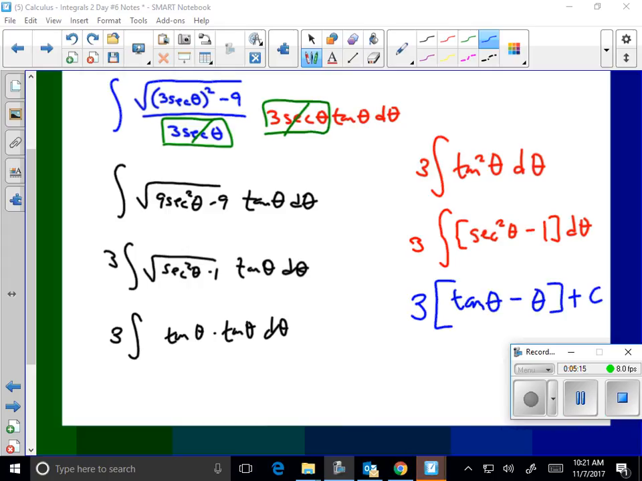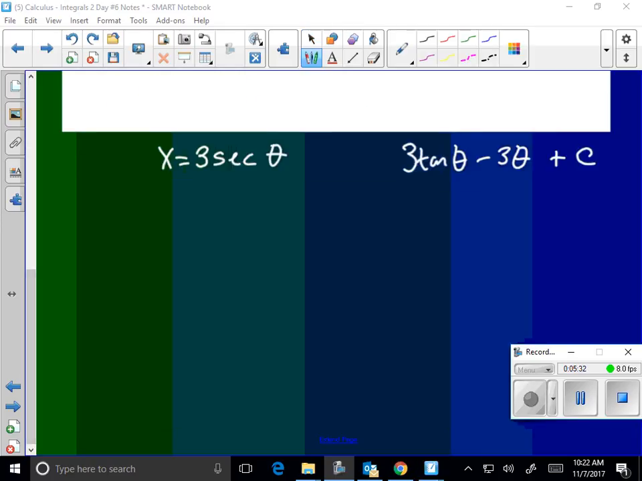Now we do have some work though, because what was the variable in the original portion of the problem? It was x. It wasn't theta, it was x. So we've got a little bit of work to do to get it back to where we were. So let me pause this so I can get some more space. Okay, so how can I figure out what theta equals? I want to know what theta equals over here so that I can write this integral in terms of x.